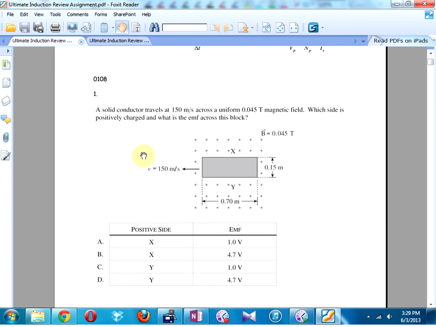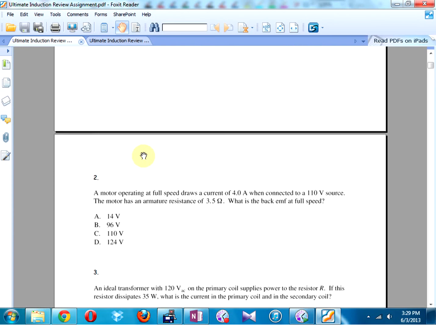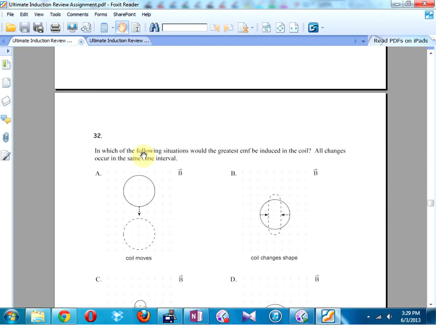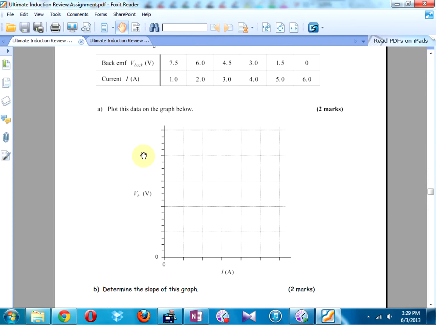Well, okay, fair enough. Which one, Sebastian? The graph question, which was number 29. Okay.